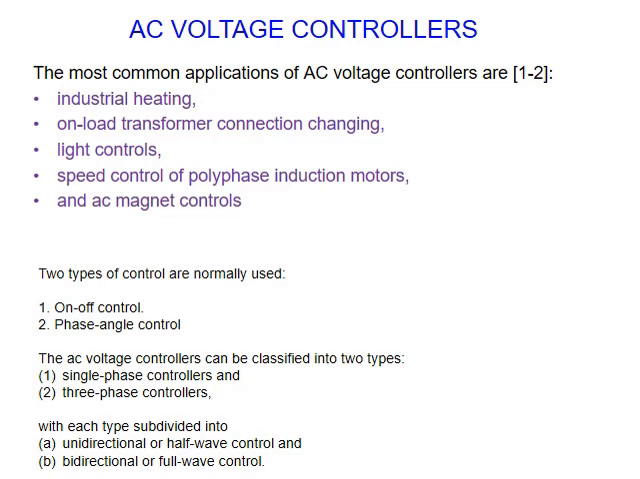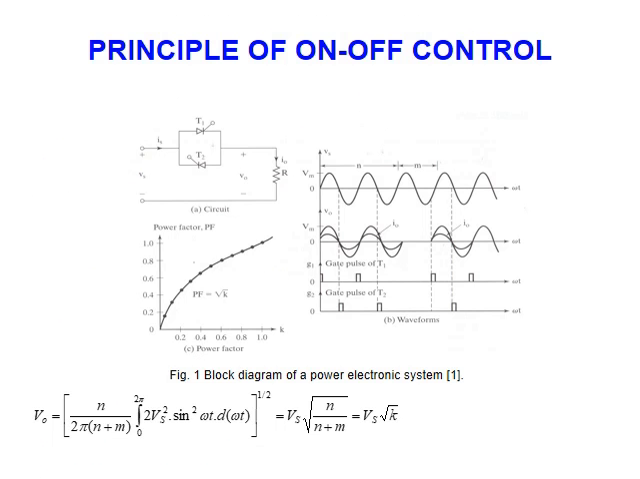AC magnet control. Now, if I would like to classify them, we can classify them into two main types: on-off control or phase angle control. We'll focus mainly on these. Or, if we classify them based on the phases, it will be single phase or three phase. Or if we classify them on the control, half control or full control, we can call them unidirectional or half wave control and full wave control.